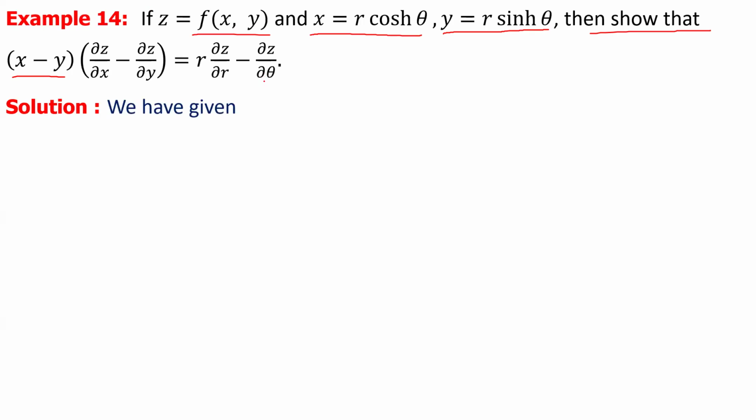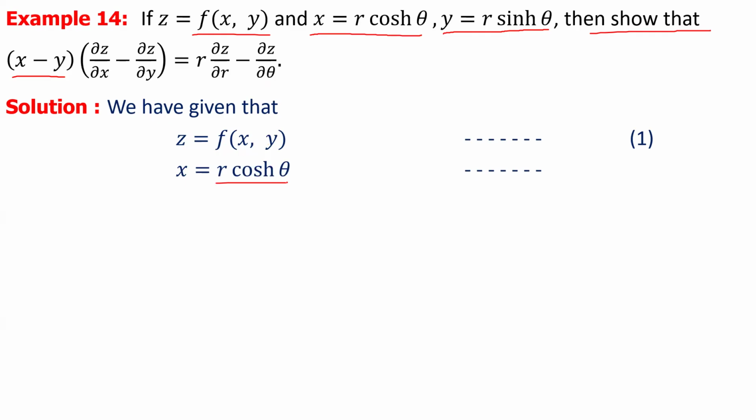So let us try to solve that. We have given that z is equal to f of x, y, meaning z is a function of x and y. Let us give it equation number 1. Similarly, x equals r cosh theta. Let us give it equation number 2. Similarly, y is equal to r sinh theta. Let us give it equation number 3.